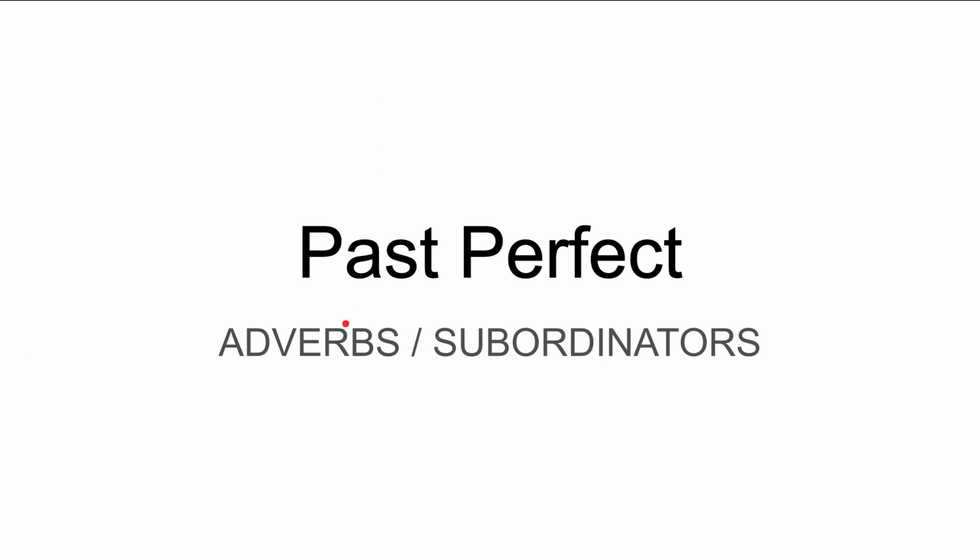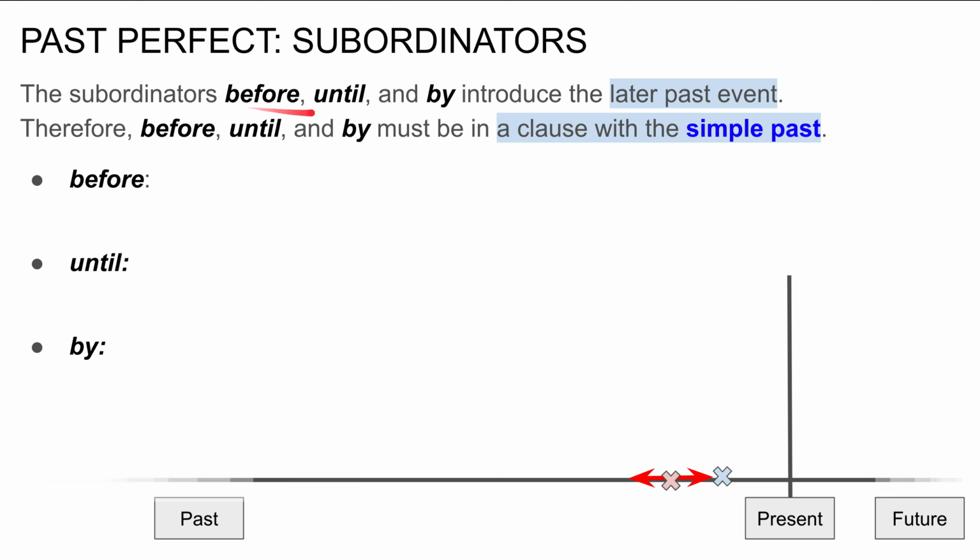Let's move on now and look at how the past perfect works with adverbs and subordinators. The subordinators before, until, and by are used to introduce the later past event, and therefore before, until, and by must be in a clause with the simple past.